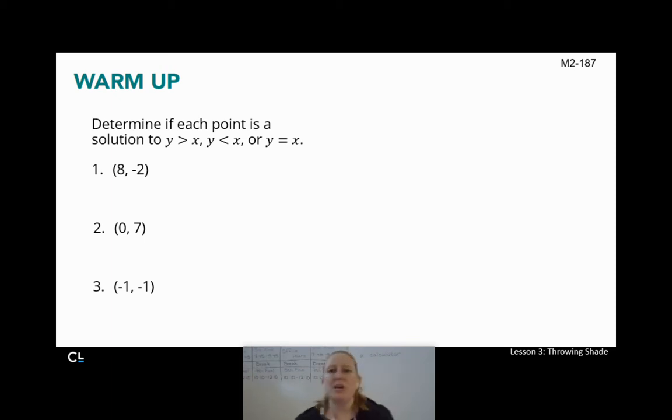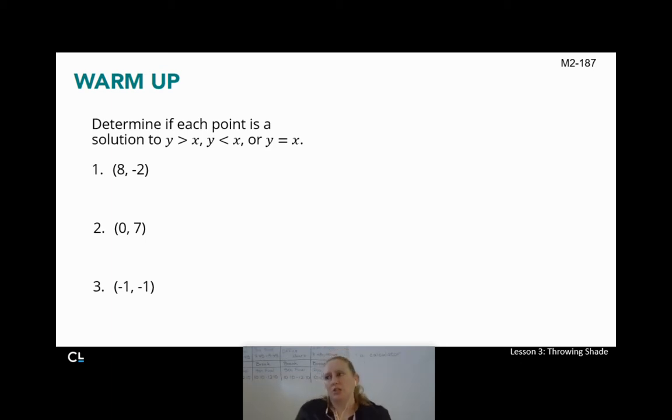Lesson 2.3.3a. We're back in the Carnegie book, so I hope you've got your book open to page M2-187, because that's where we are today. Yay. We do have a warm-up. We're not going to do all of these. I think there's like six of them on your page. We're only going to do the first three.